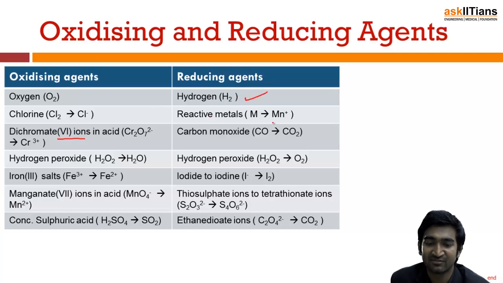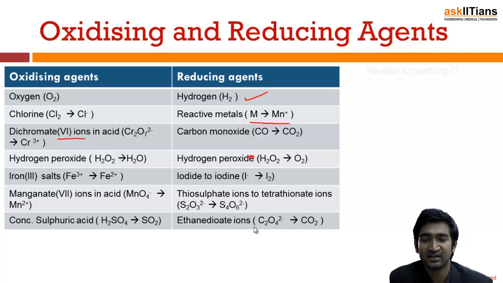And reducing agents, obviously hydrogen will come first because it was in the definition, right? Then you have reactive metals. All the reactive metals reduce another thing, and themselves they get oxidized by losing their electrons. Then carbon monoxide, hydrogen peroxide. Again, you can see hydrogen peroxide is here also. And iodide to iodine, thiosulfate, and ethanedioate ions. So these are some of the oxidizing and reducing agents.